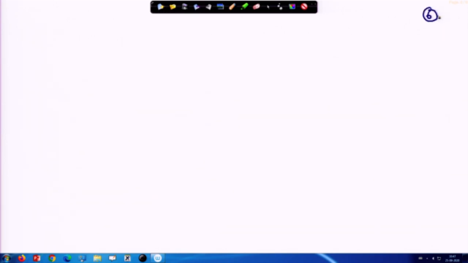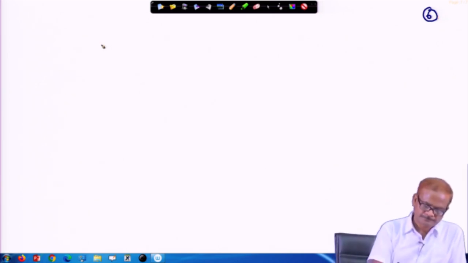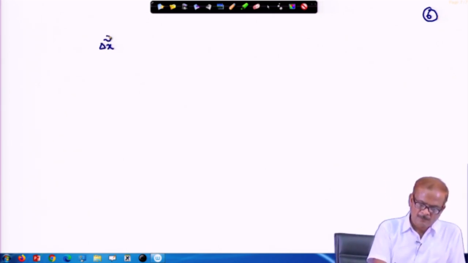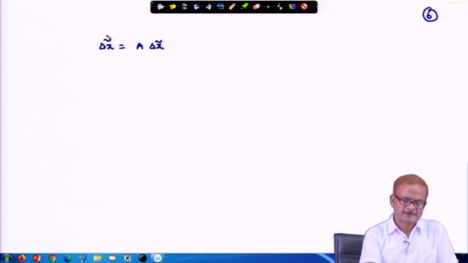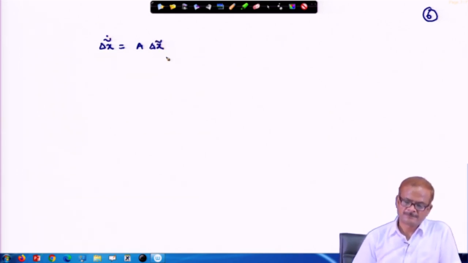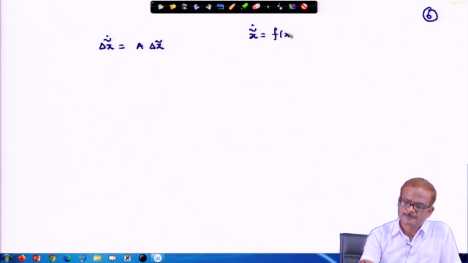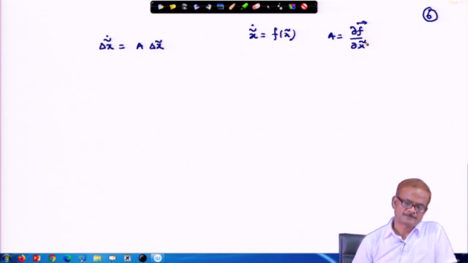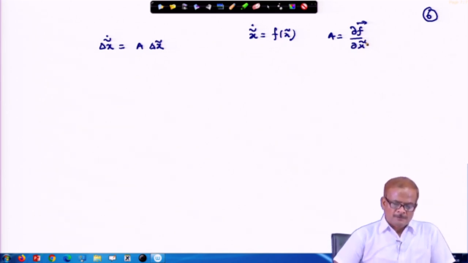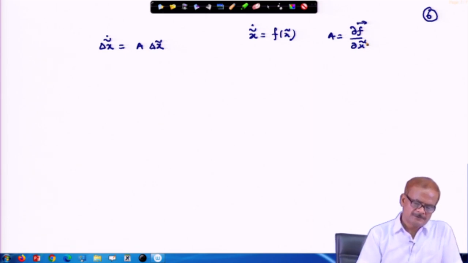Okay, once we have determined this Jacobian matrix, we can write delta x tilde dot equal to A times delta x tilde, which we have got after linearizing this equation x dot equal to f x tilde, where A is nothing but dou f by dou x tilde, f being a vector itself. And this can be solved.